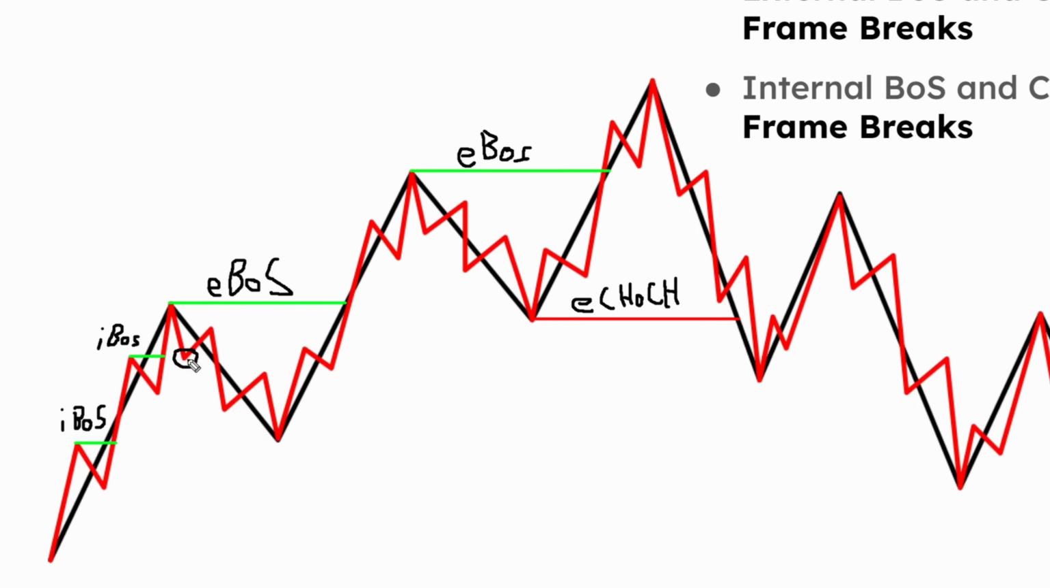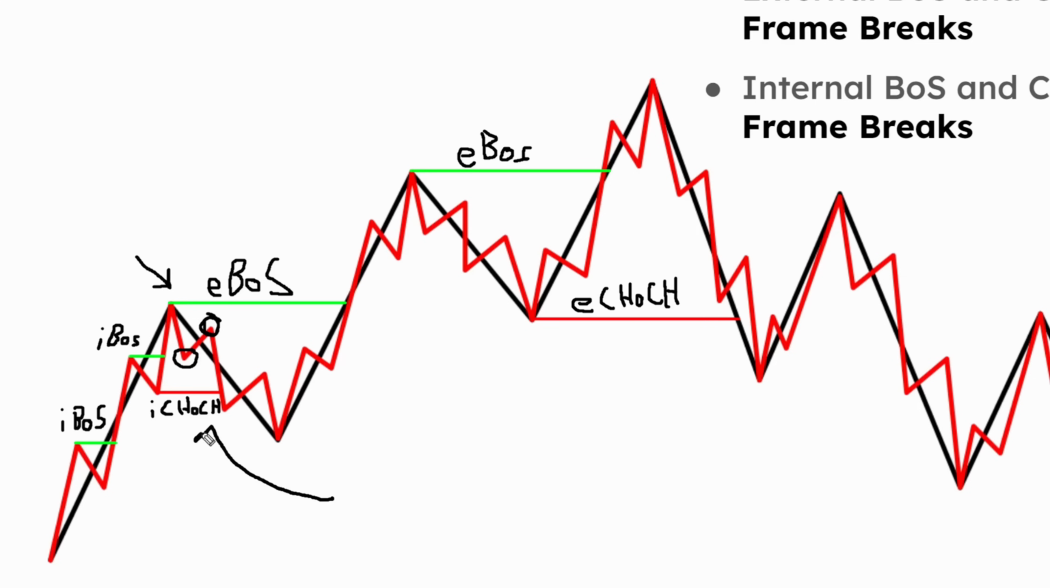Here we once again print a higher low, but the move from this low actually fails to break this high right here, and we print a lower high. But remember, it's not until we break this last low of the downtrend, so it's not until we break this point right here, that we actually get our change of character, right? And since this is on the low time frame, we call this an internal change of character.